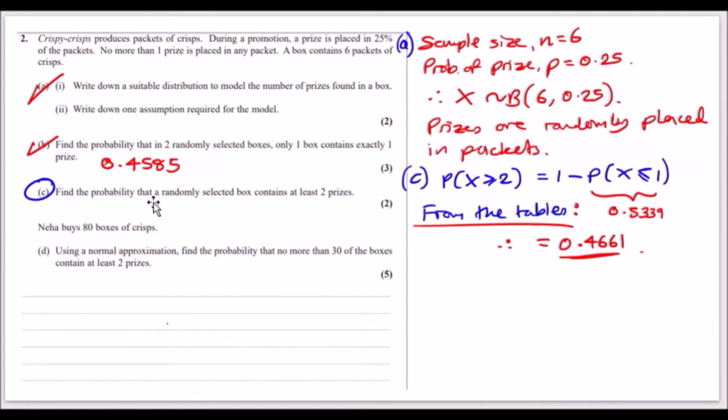And that's it. So that's the probability that a randomly selected box contains at least 2 prizes. Now pay attention for the next part, because this is actually required for the next bit, because you can see that they skim this keyword here, contains at least 2 prizes, in the following question. So this will become a probability.